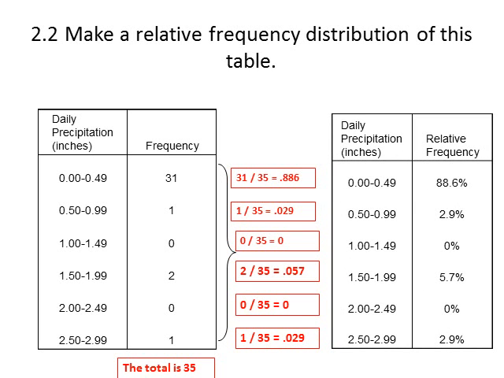Then we set up our table, and the first column is exactly the same with the classes that are labeled. The second column, though, says relative frequencies, and we have percentages. And so 0.886, we move the decimal 2 places to the right, that's 88.6%. The second number, 0.029, if we move the decimal 2 places to the right, we get 2.9%. And we continue doing our percentage conversions to fill in the table.